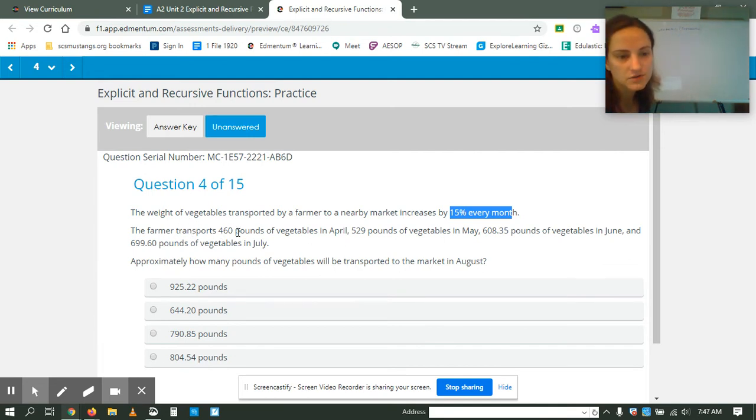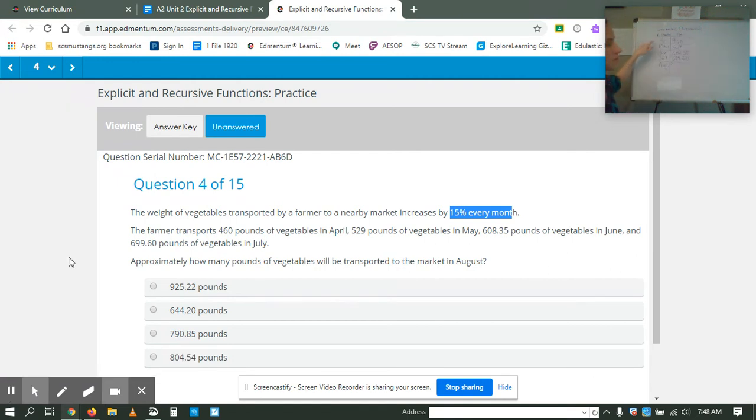So a farmer transports 460 pounds of vegetables in April, 529 pounds of vegetables in May, 608.35 pounds of vegetables in June, and 699.60 pounds of vegetables in July. Approximately how many pounds of vegetables will be transported to the market in August? So we can make a list out of these, and I'll make my list, and then I'll be right back.